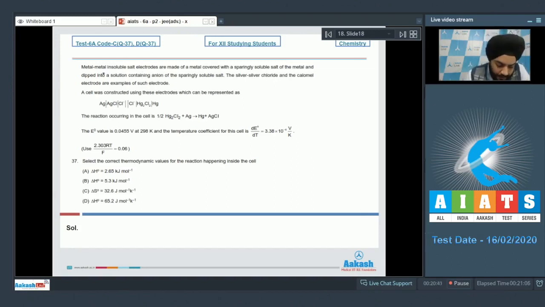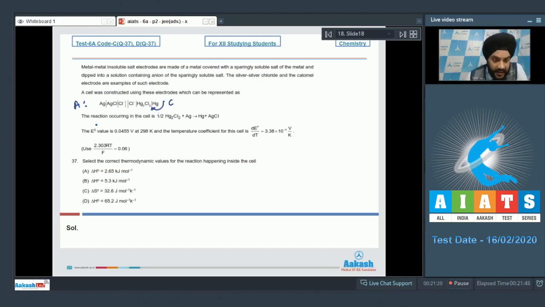Metal insoluble salt electrodes are made of a metal covered with a sparingly soluble salt of the metal and dipped into a solution containing anion of the sparingly soluble salt. The silver chloride and the calomel electrode are examples of such electrodes. It is further given that a cell was constructed using these electrodes, which can be represented as this. The silver chloride electrode is the anode, whereas the calomel electrode is the cathode.